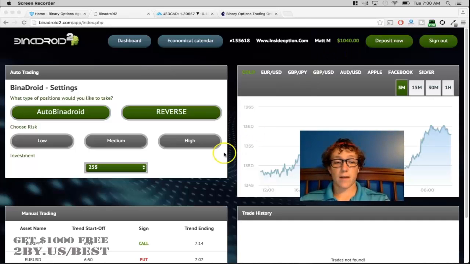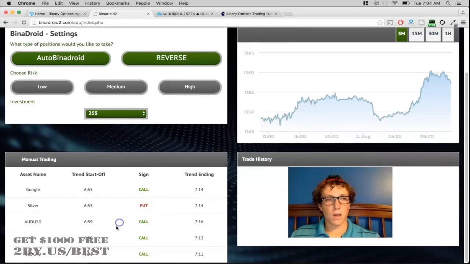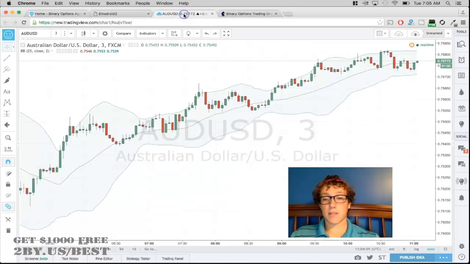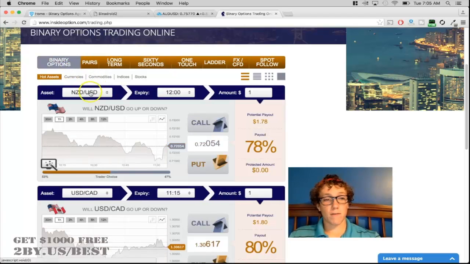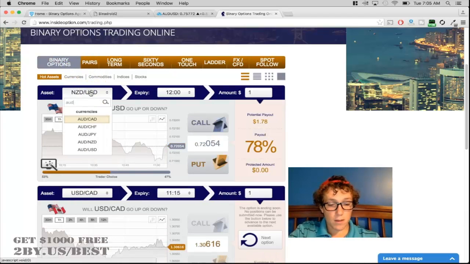Let's see if I can find any good manual trades. Okay, so we have a new trade here. Like I said, I try to stay away from these just because I feel like currency pairs are more consistent. So the AUD USD for a call and the expiry time should be around 7:15. Let's just go check out the chart to double check. Actually, all day it's been a very solid uptrend, so I do like this trade a lot. So binary options, we are looking for the AUD USD.